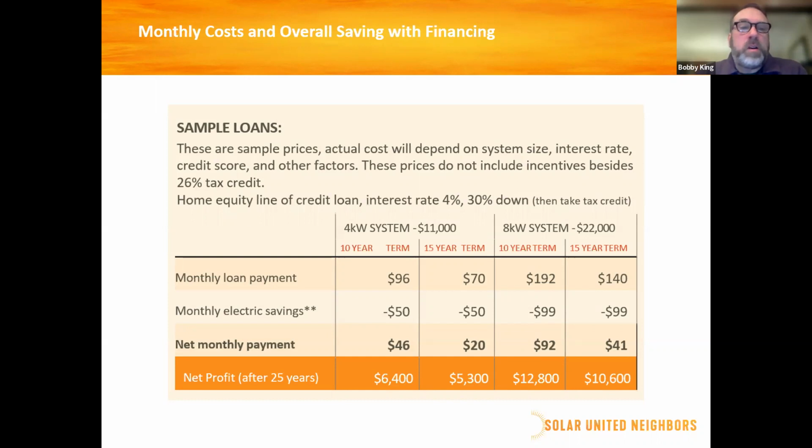Here's an example of net profit using financing with some different systems. The point of this slide really is that it's kind of obvious. A solar panel can still pay for itself and generate income in a 25-year period if you borrow, but not going to generate as much as if you pay cash, obviously. But it can still make sense with financing, and most people finance.